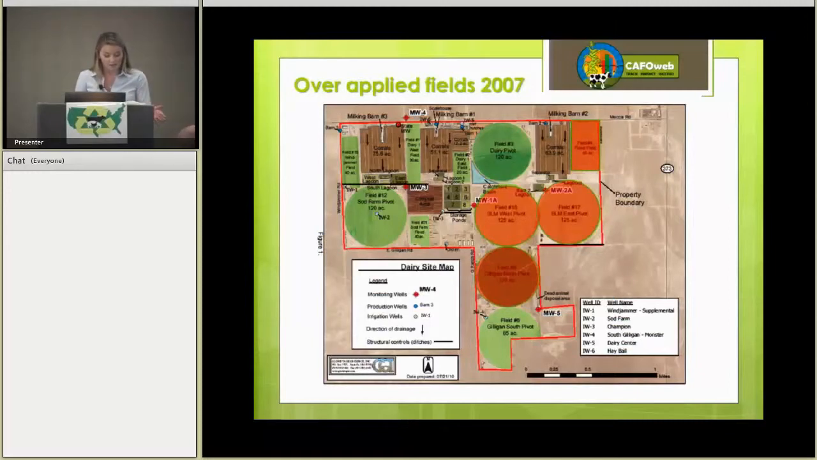This is why our farmers need a nutrient management tool to better manage their nutrients. I'm going to come back to this same dairy again later in the presentation, so just remember these 4 fields that have been over-applied and just kind of remember this layout of this dairy.